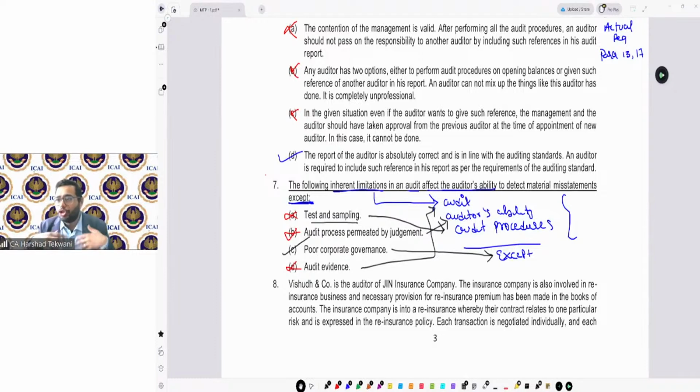Some judgment, a pre-notion, I already have with me. For example, since the start of the audit, I'm thinking there is a fraud in this particular area. There is some judgment which has affected my audit process. That is what is being talked about in B. Any doubt?